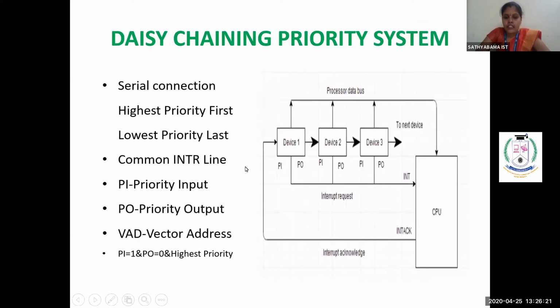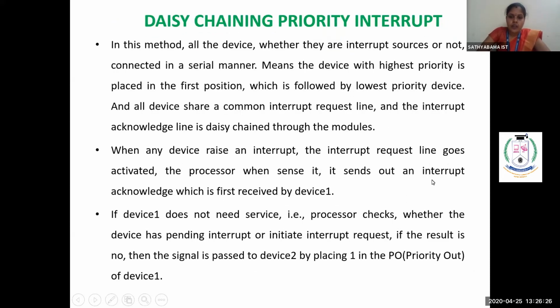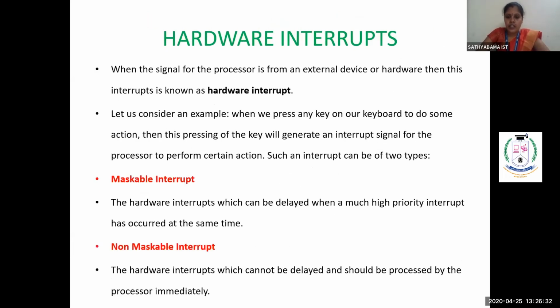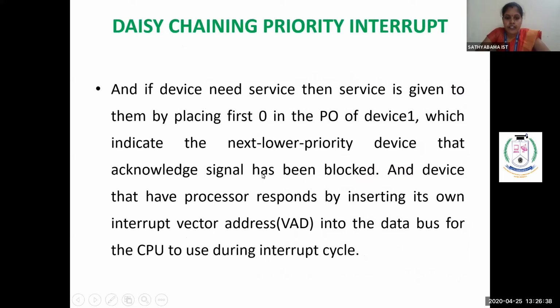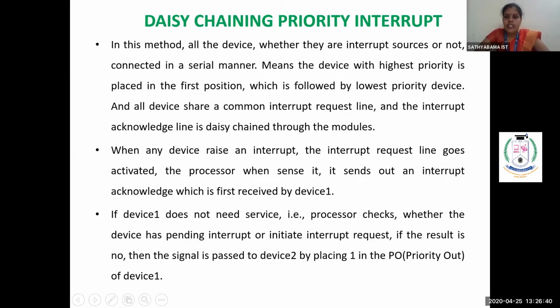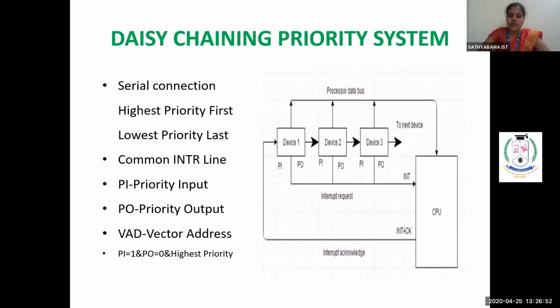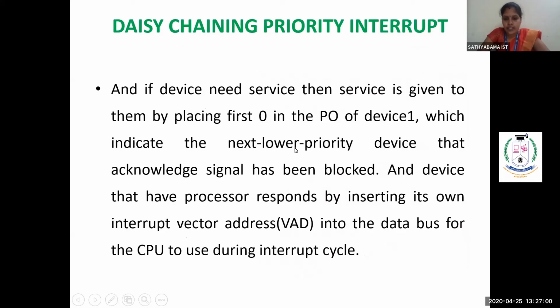All the devices share a common interrupt request line, which goes to the CPU. The interrupt acknowledge line is daisy chained through the modules, so it goes to the highest priority first. When devices raise an interrupt, the interrupt request line is activated. Then the processor sends out an interrupt acknowledge, which is first received by device 1. So whenever an interrupt request comes from any one of the devices, the interrupt acknowledge will go to the highest priority first, that is device 1.